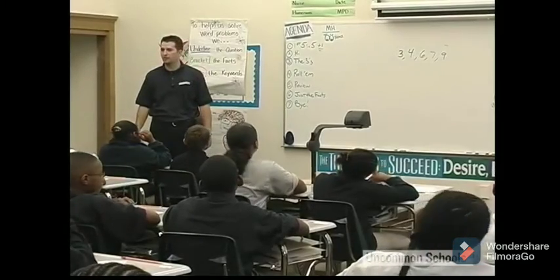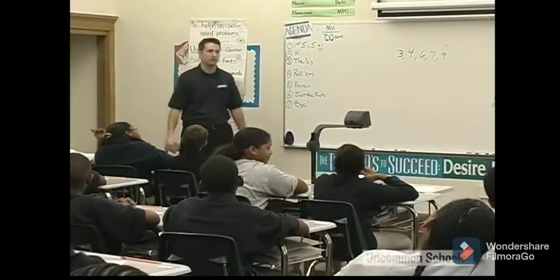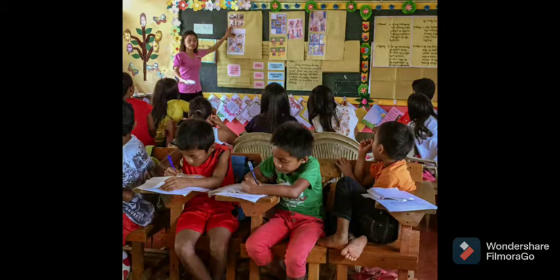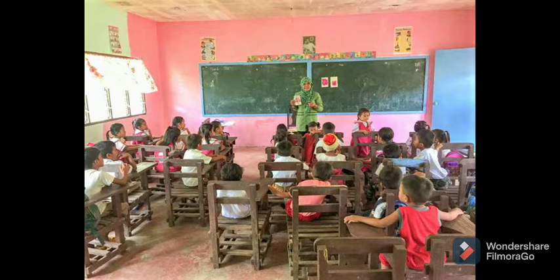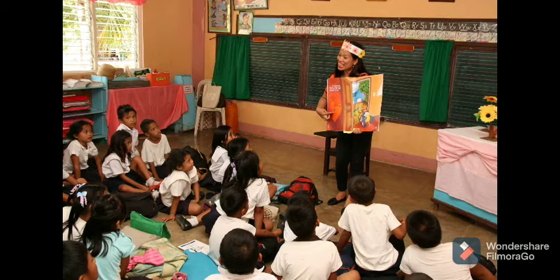But wait a minute. Try to look closely. It seems like the students are arranged in groups and they seem to have taken turns in the lesson. So this is what we call a multi-grade classroom. And here are some of the examples.